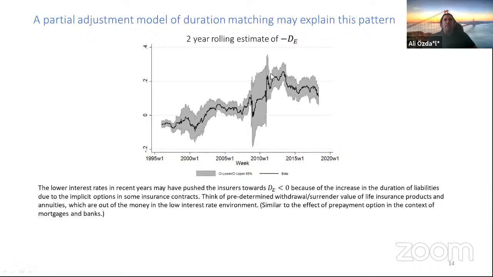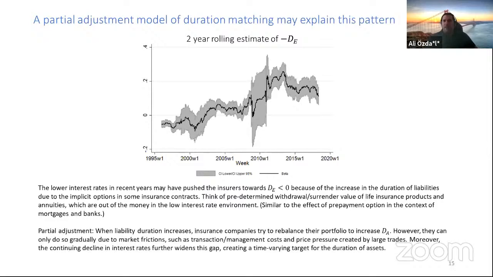Why? Because the interest rates have been declining over and over. It is like a horse race, right? The interest rate declines, your duration of liabilities increases. Therefore, you want to increase the duration of your assets. However, interest rates continue to decline, so you are chasing a moving target, right? And how fast you will catch that target will depend on how large your adjustment costs are and how fast that target is moving, right? And so, like I said, this pattern seems to be consistent with the partial adjustment framework.